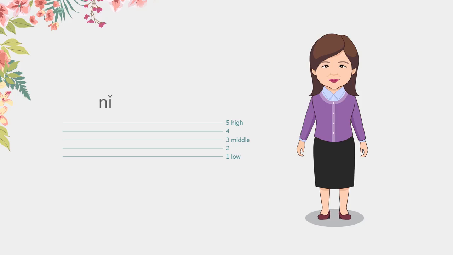In Mandarin, sometimes we can have tone changes. If two third tones appear next to each other, the first one should be pronounced as a rising tone, which we call the second tone. 你好, 你好.